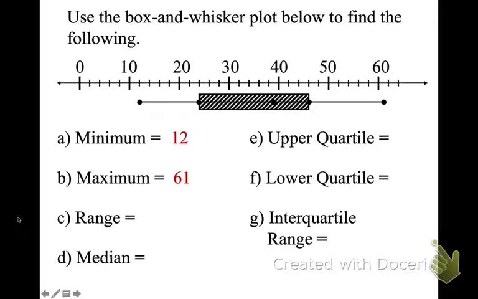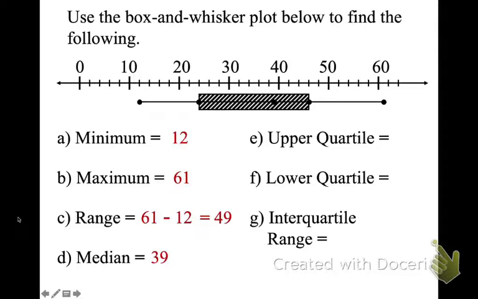My range, remember to find the range, we take the maximum minus the minimum, and we get 49. Our median is that middle number right here. So it's 40, 38, so it's in between 38 and 40, so it's about 39. It is 39. It's not about, it is. My upper quartile is the upper median, and that's 42, 44, 46. So I follow it up, it's at 46.